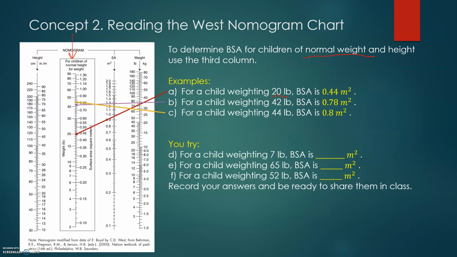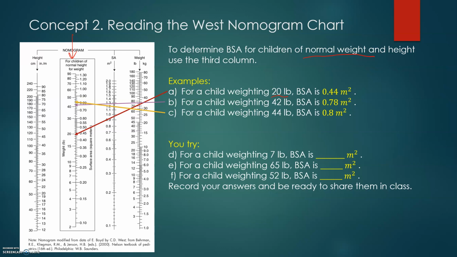For your convenience to make it larger, you can download the same chart from our Blackboard and try to see how it works. For C, for a child weighing 44 pounds, BSA is 0.8. Please take a look. 44 pounds. We found that here, and on the other side you can determine 0.8.